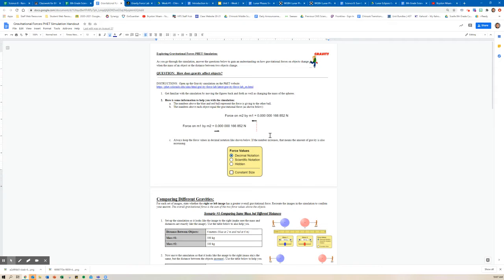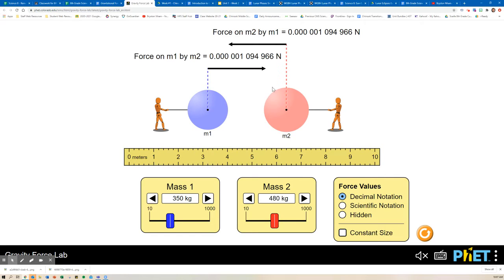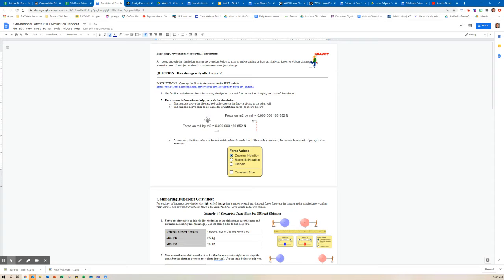Okay, all right. So you've done that, and here's some information that's going to help you with the simulation. The number above the red and the blue ball represents the force on that ball given by the other ball. Also, the numbers above each object equal the gravitational force as shown below.